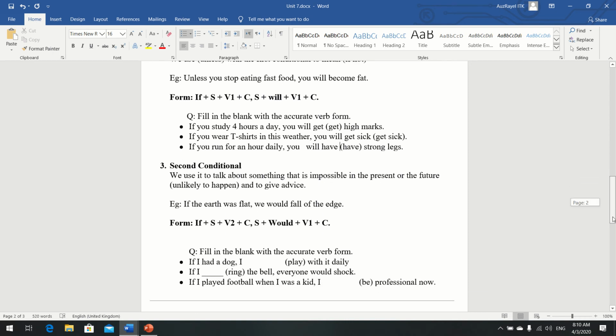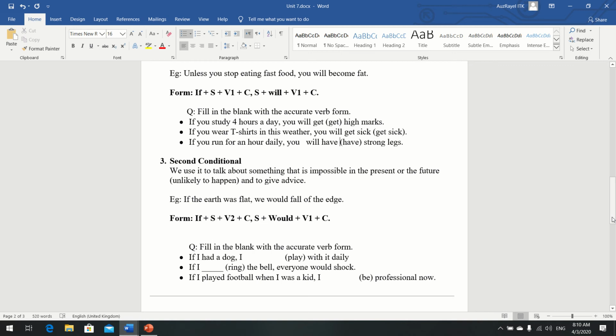Going next to the third part, which is the second conditional, we use it to talk about something that is impossible in the present or the future, unlikely to happen, and to give advice. Okay, we use the second conditional to give advice and to talk about things that are unlikely to happen. So we will give it a percentage of, let's say, 50% to happen. Okay, or maybe 50 to 70% to happen.